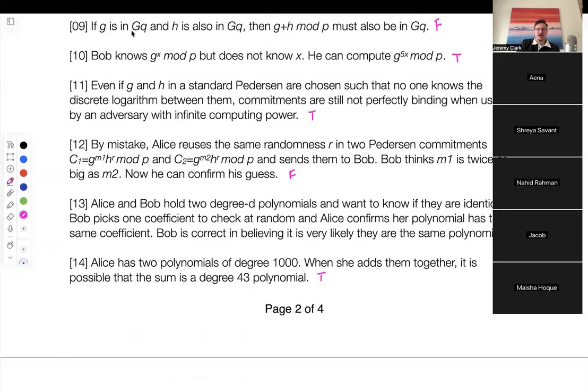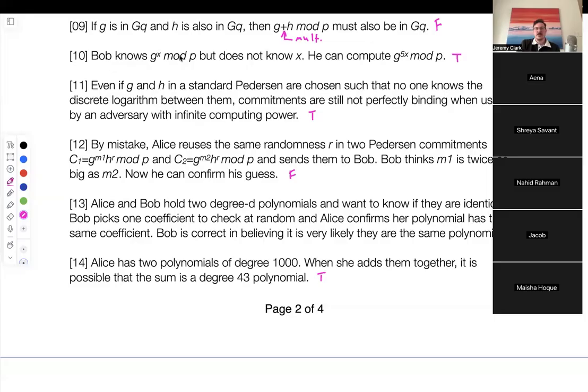If G is in GQ and H is also in GQ, then G plus H mod P must also be in GQ. This would be true if it were multiplication instead. GQ is closed under multiplication, but it's not closed under addition. If you add two elements together, there's no guarantee anymore that the result stays in the group, so you could bounce out of GQ. So this is false.